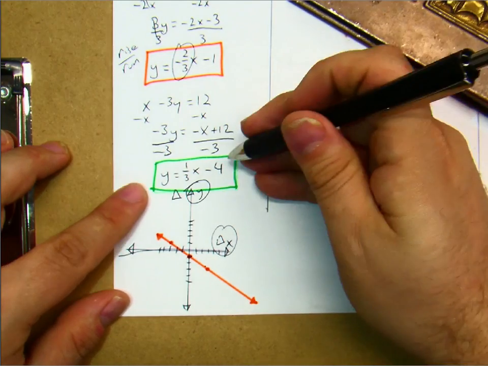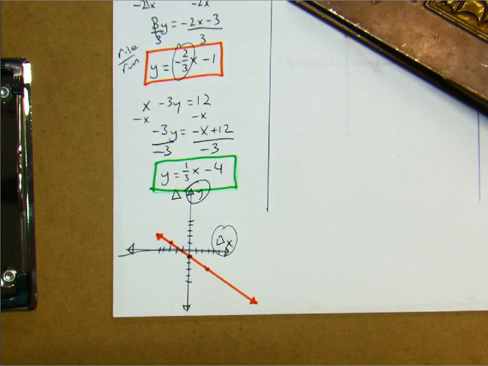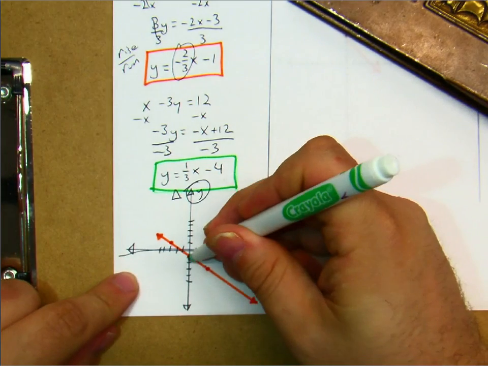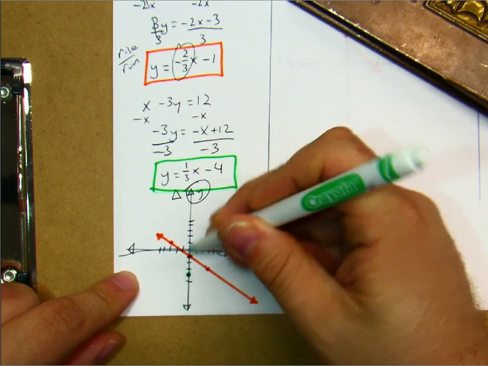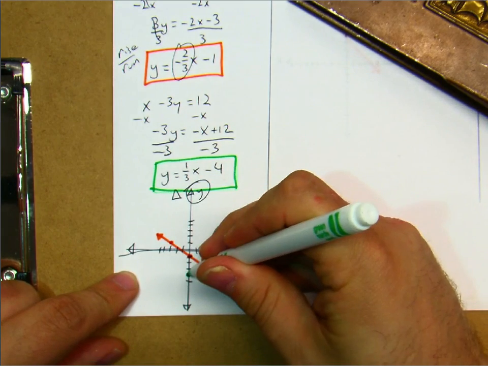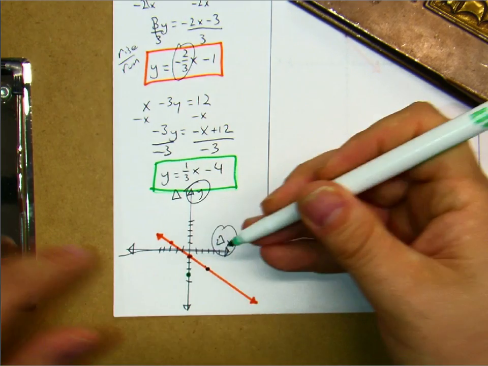Okay, I'm going to do the green line now. My b is -4, 1, 2, 3, 4. My slope is 1/3. I'm going to go up 1 over 3. Oh, look at that.